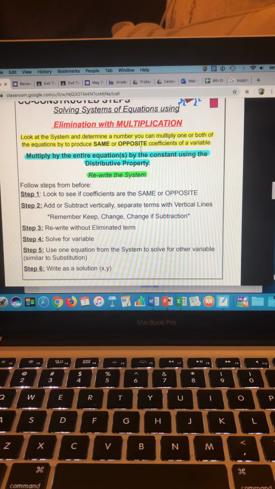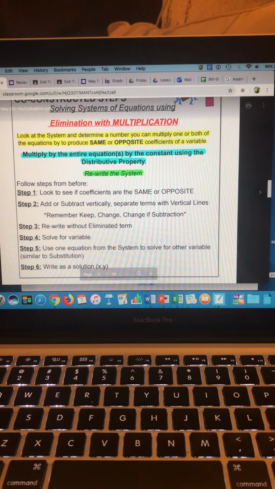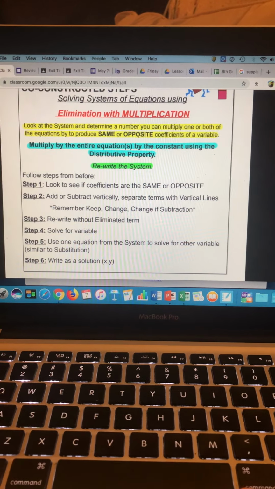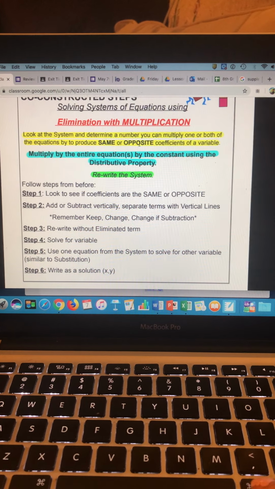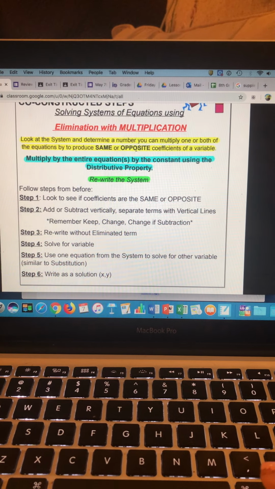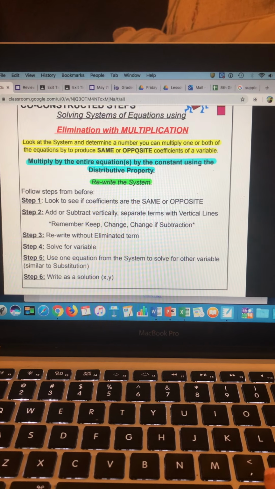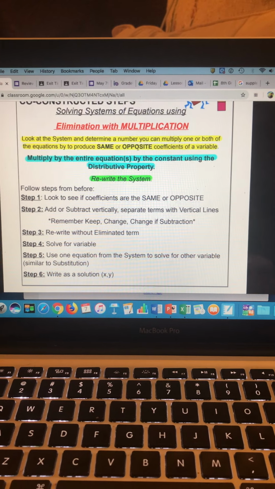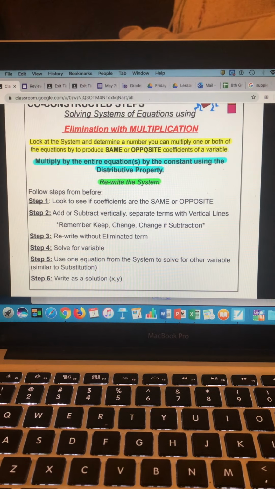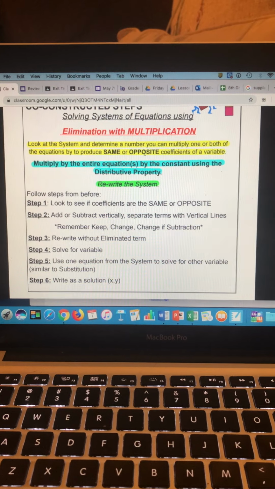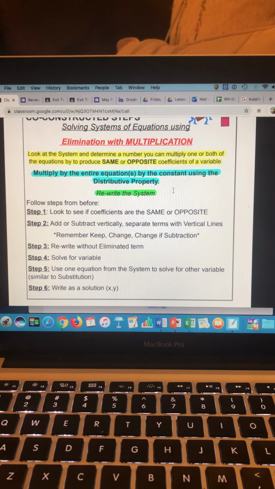I will recommend that I think it's much easier to make the coefficients opposites because then that means you're adding, and I just feel like adding is so much simpler for you guys. You don't need to worry about keep, change. So keep that in mind. You're going to always look for the coefficient to multiply to make them opposites, not the same. Okay, I mean, you can do the same. I just feel like students make more mistakes when they're subtracting. They forget to do a keep, change here or there, and then it causes them to get the wrong answer. So my suggestion would be make them opposites so that you can add.